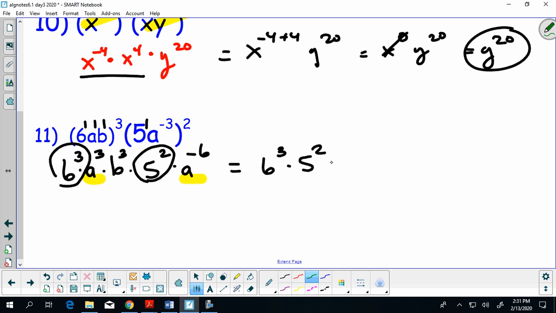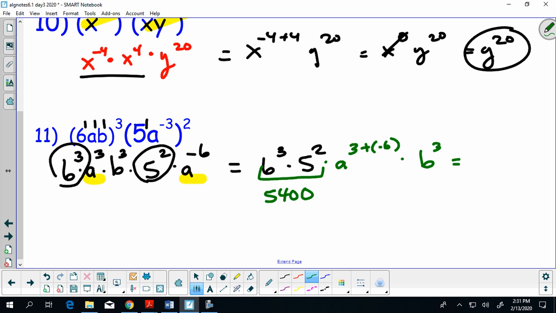Okay, then a's would be next, this one and this one. So that's a to the 3 plus -6, which is going to be -3 in a second. And then I'm just copying the b. So I'm just getting them in the right order, combining those a's. So I'm going to stick this part into the calculator. 6 to the third power multiplied by 5 to the second power, and that gives me 5,400.